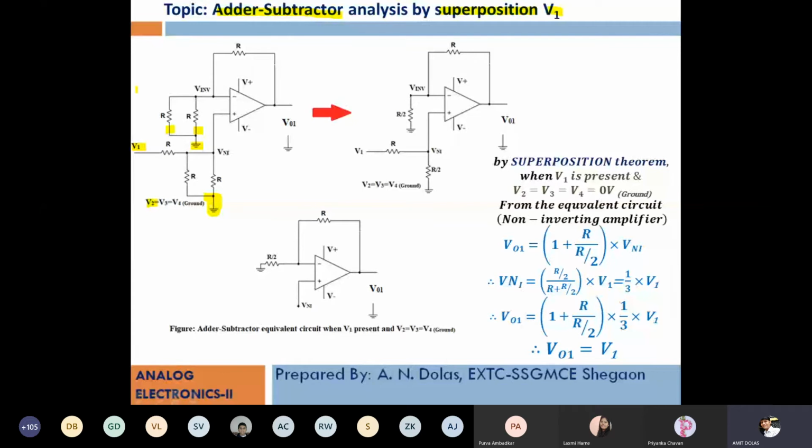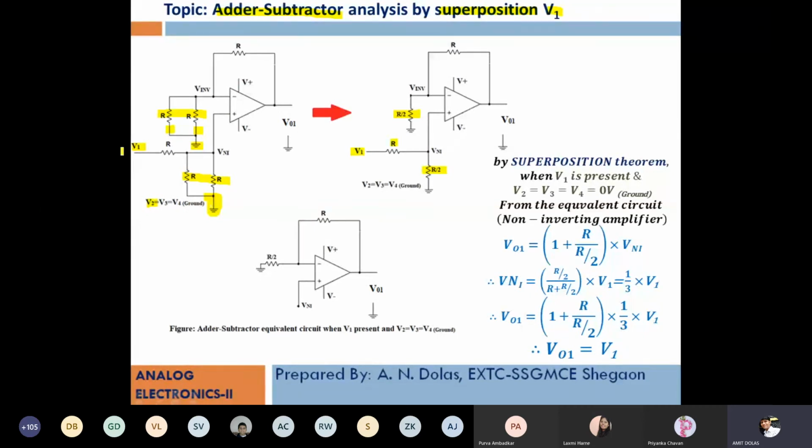So you can see the equivalent here, keeping V1 active. These two resistors come in parallel. The parallel combination of two similar resistances will be half of that resistance. So at the inverting terminal, I have an effective resistance of R by 2. Then the parallel combination of these two resistors will again be R by 2. So I converted these two resistors into R by 2, and V1 is connected through one resistance R to the non-inverting terminal of the op-amp.